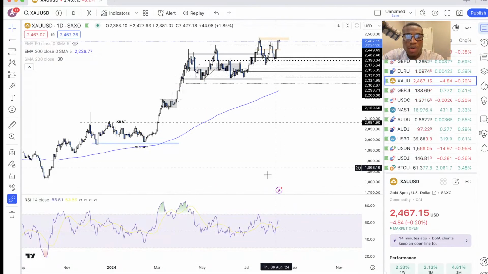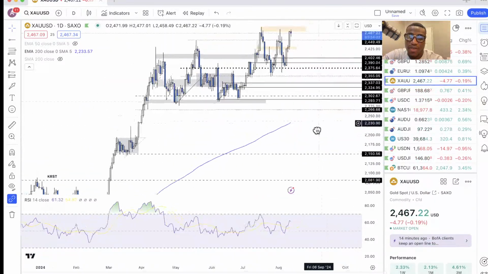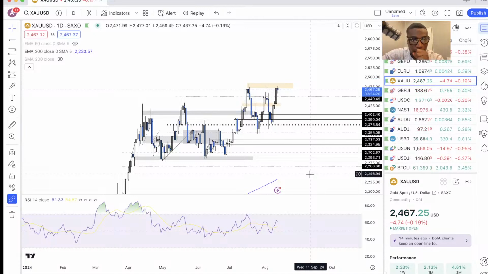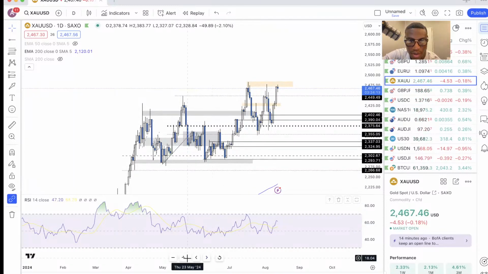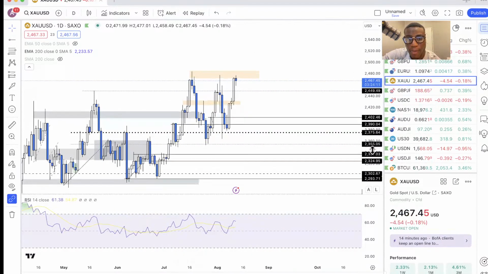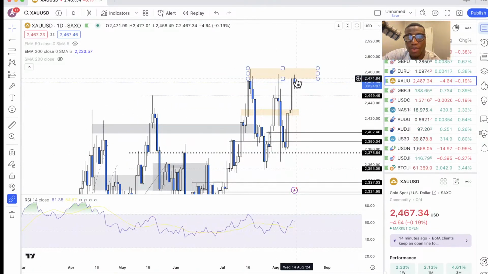And for gold as well, gold is also sitting at a key level. I expect gold to trade even higher in the coming weeks. As you can see, we have multiple retests at these highs. Let me just zoom in. Excuse me, guys. I expect a break above this key level.